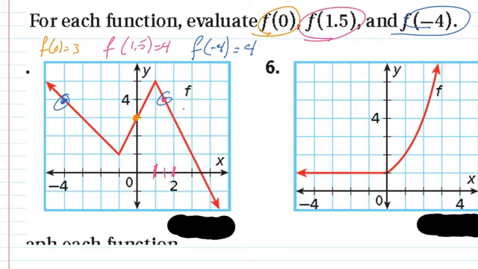And I hope that makes it obvious that the input is the x, so we put in a negative 4 and we got out a positive 4. We put in a 0 and we got out a positive 3. Input is the x and the output is the y.